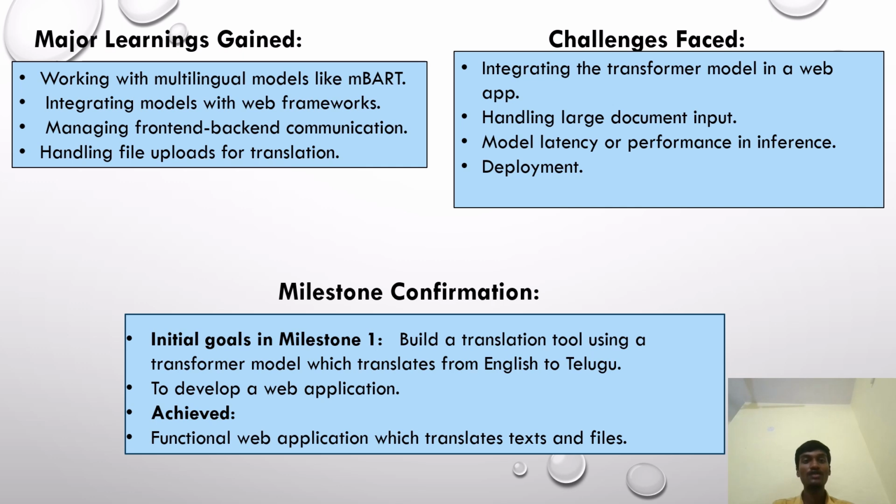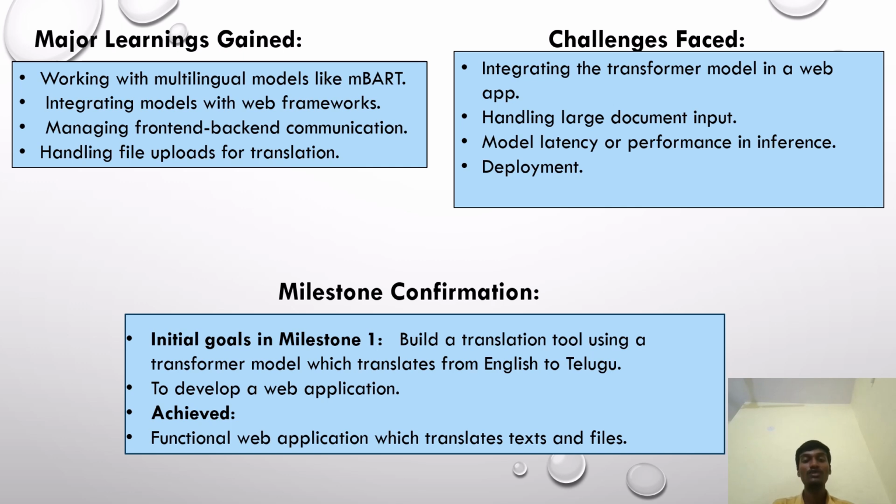Coming to the major learnings gained during our project. During the implementation of the project, I gained some technical and practical knowledge. Firstly, I learned how to work with multilingual models like mBART, which are powerful but complex. I also gained experience in integrating machine learning models with web frameworks, especially using FastAPI with React and Node.js. Another major learning was how to manage front-end and back-end communication effectively, including sending data between components.